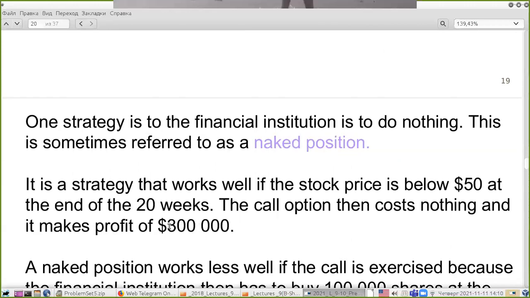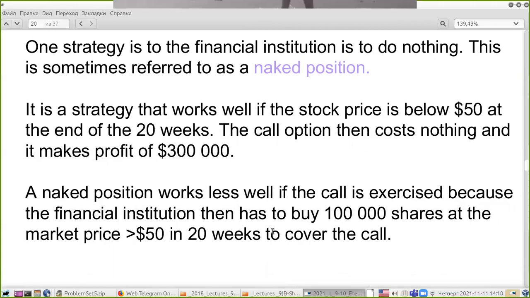The financial institution has this money because this organization sold the option to us. Understand? So it's great, but this naked position works less well if the call is exercised. It means that the market price is more than 50, for example 55 or 60. So this financial organization should give us this difference.